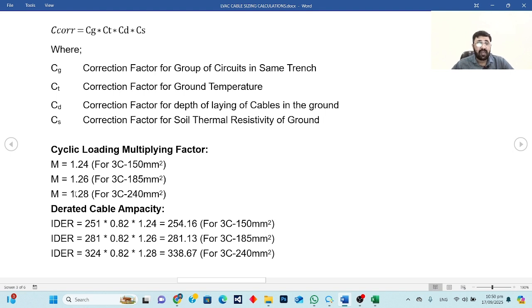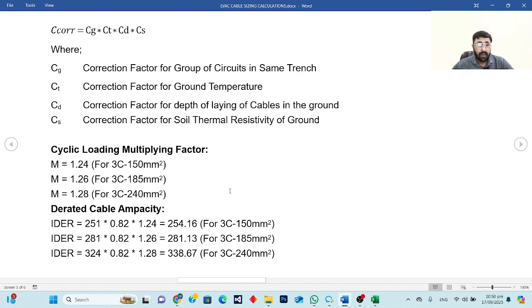I have given this multiplying factor for the 185 to 240. It is calculated on some basis. So in the next video, I will give you the value. Here is the value, like the 250, the ampacity of the cables, the derated current correction factor we get is 0.82, and the multiplying factor. So 254.16 is the current we get from the derated current. We check with the load current or the inverter output current. If it is higher, we select the size. So that's why the 3 core 150 mm square is selected.